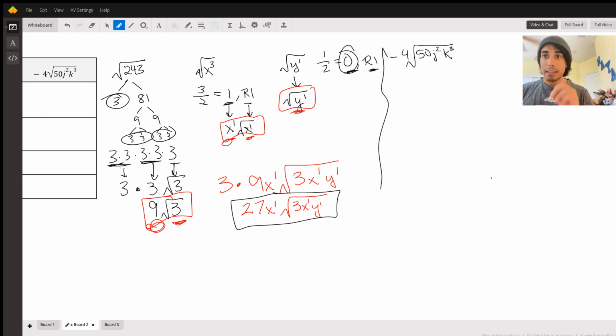So first of all, again, that -4, worry about that at the end. When we're going to break down the 50, we're going to break down the J squared, we're going to break down the K cubed. Okay, so do everything piece by piece. So we're going to do this guy first.